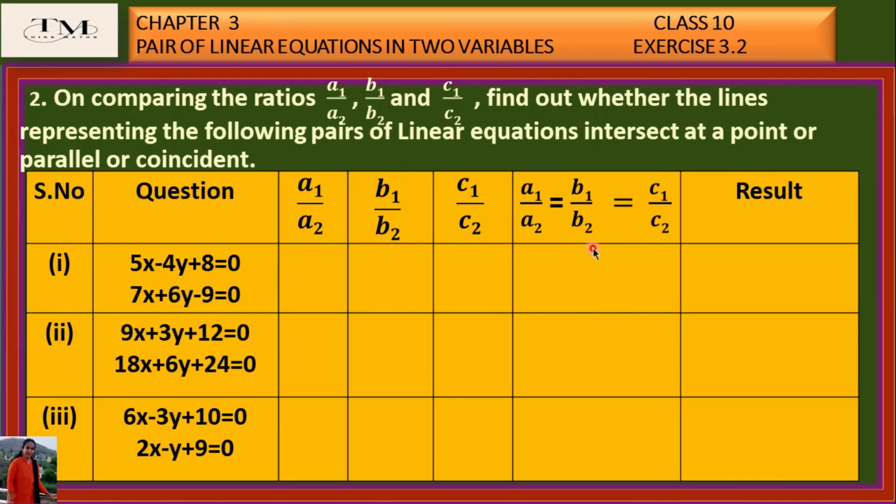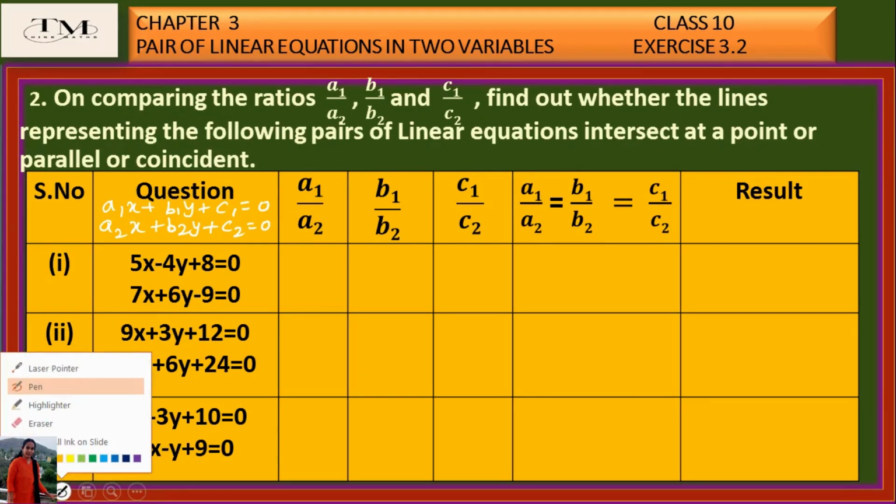So first let us write the general equation for linear equations. The general equation is A1x plus B1y plus C1 equal to 0. Next is A2x plus B2y plus C2 is equal to 0. So this is the general form of a linear equation.